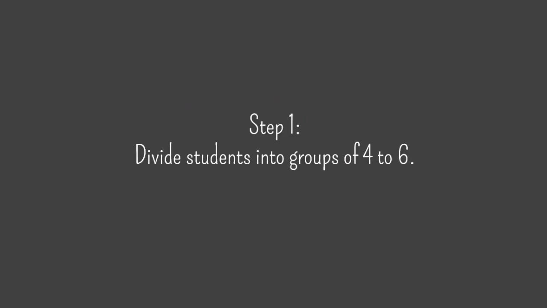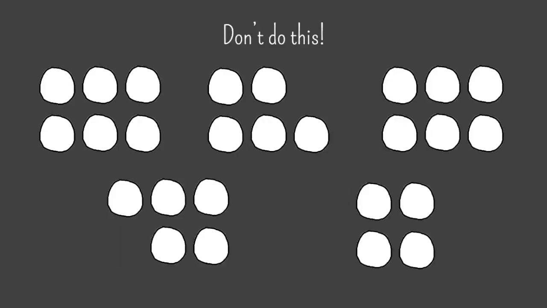Step 1 is to divide students into groups of 4 to 6 people per group. Jigsaw works best when you have the same number of students in each team, so avoid having some groups of 4, some of 5, and some of 6. For this example, we'll assume you're working with a class of exactly 30 students who can be divided evenly into groups of 6. We'll call these jigsaw groups.